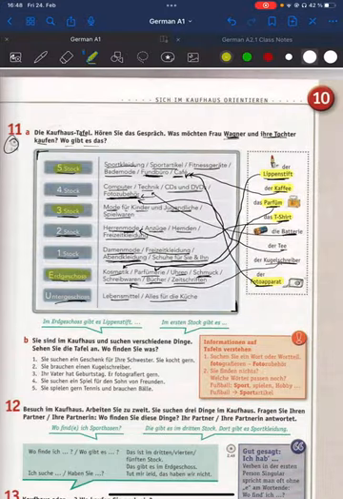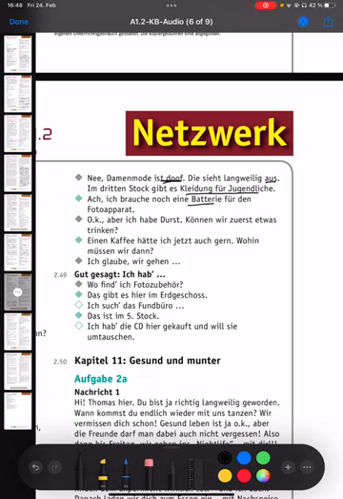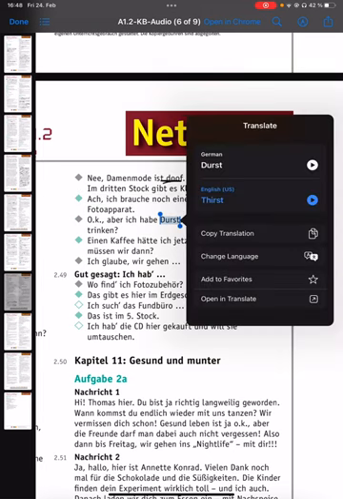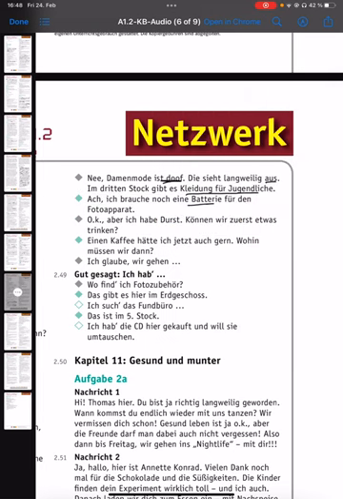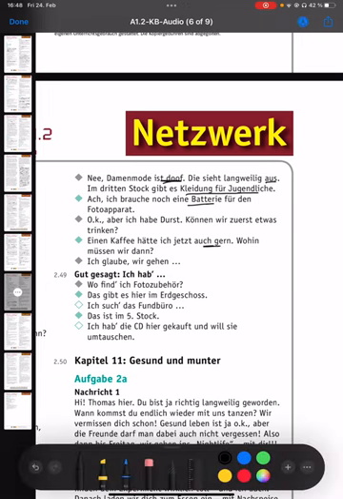Okay, so she actually doesn't need the Fotoapparat. She needs the battery. Aber ich habe Durst. But I am thirsty. Können wir zuerst etwas trinken? Can we first drink something? Einen Kaffee hätte ich jetzt auch gern. I would also like a coffee now. Also like coffee very much. Wohin müssen wir dann? Where should we go? Ich glaube wir gehen, okay.